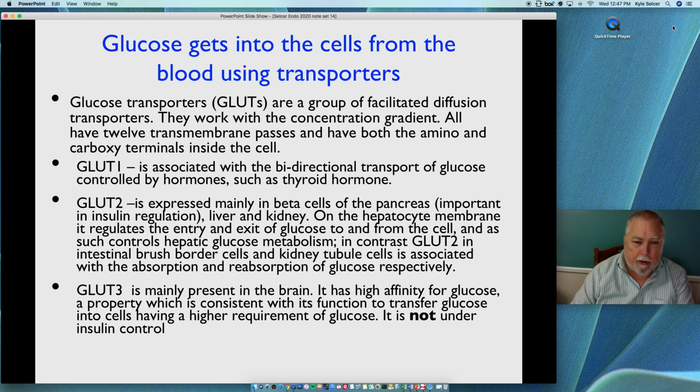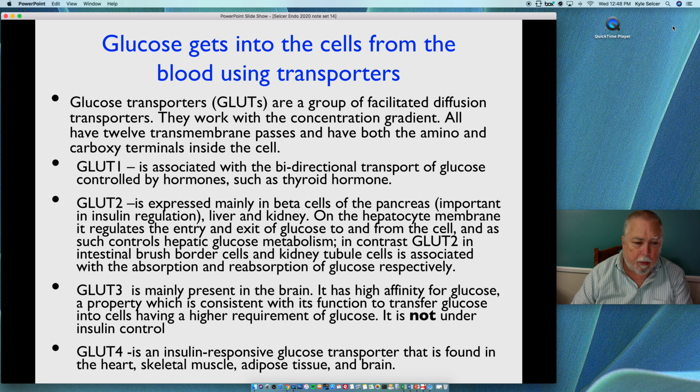GLUT3 is mainly present in the brain. It has a very high affinity for glucose. It's consistent with its function of transferring glucose into cells that need a lot of glucose and mainly use glucose. It's not under insulin control. So your nervous system always gets its glucose. Every other tissue will be shut down on glucose before the nervous system will be.